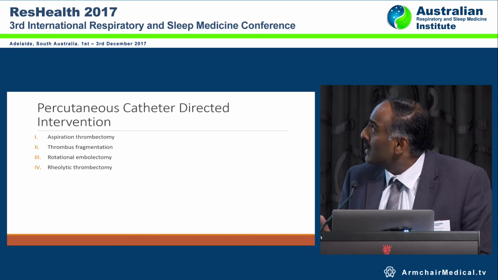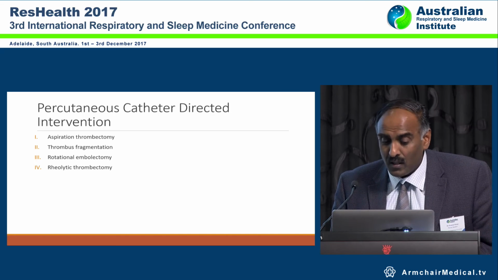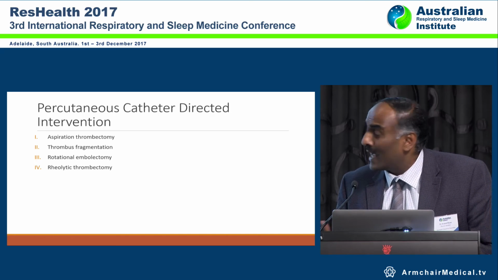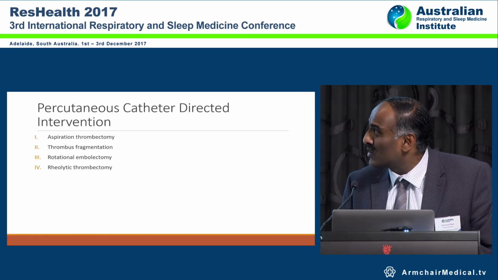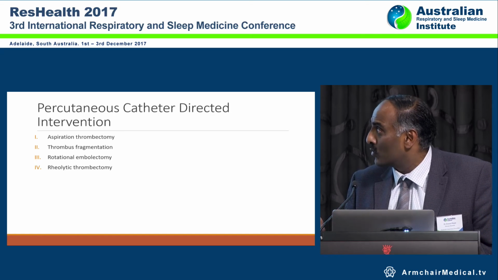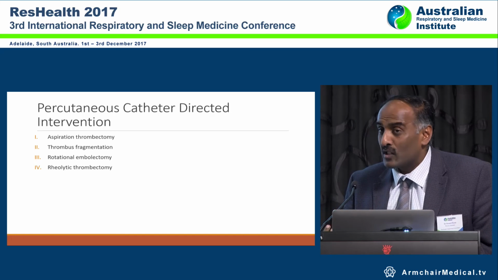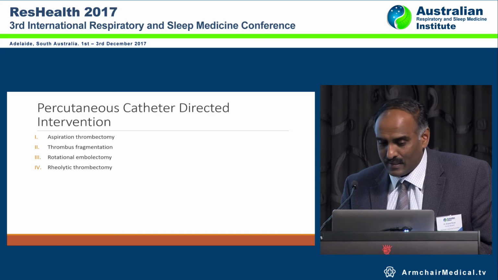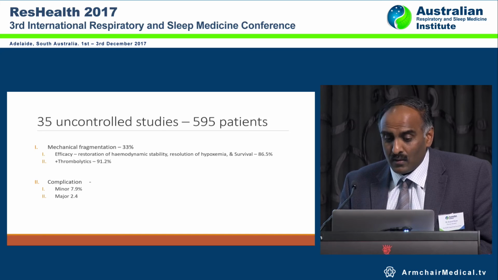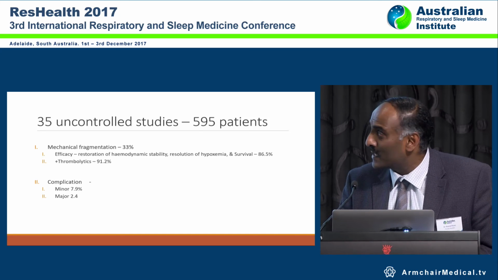The role of percutaneous catheter-directed interventions, very topical. Now, there are broadly 4 categories. Aspiration thrombectomy, it's fairly easy to do. Fragmentation, rotational embolectomy, and rheolytic thrombectomy. Some of the fragmentation can be ultrasound guided with a pulsar inside. There are 35 uncontrolled studies with 595 patients. So it's not the best evidence.